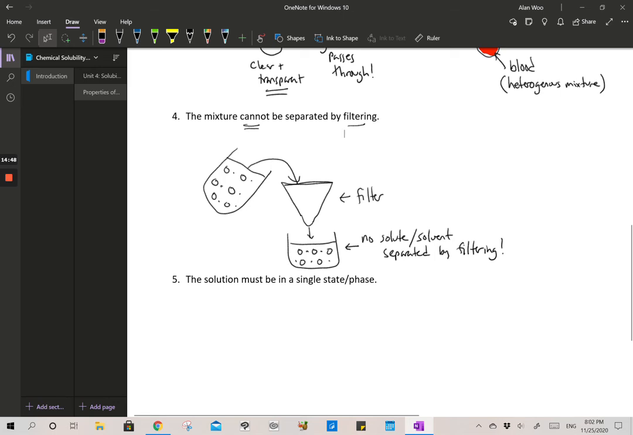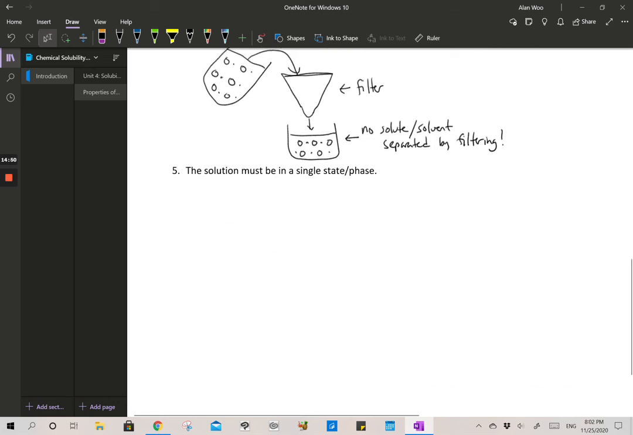And then finally, the solution must be in a single state or phase. This again refers to the solution being homogeneous. So homogeneous solutions are in a single phase.